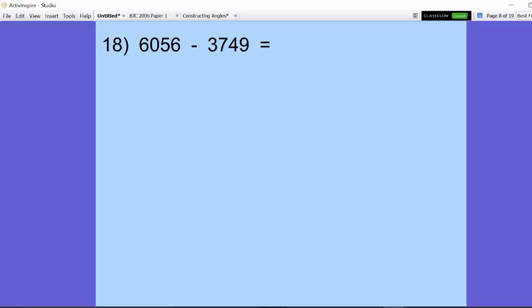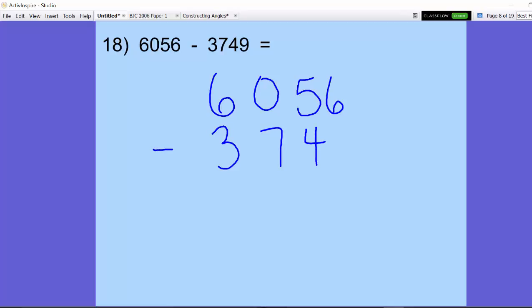Next, we have a subtraction question now. 6,056 minus 3,749. Once again, we're going to set it up. So we have 6056 minus 3749. Starting from the right.